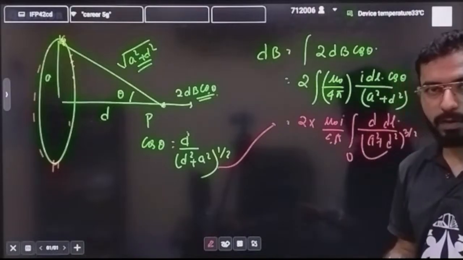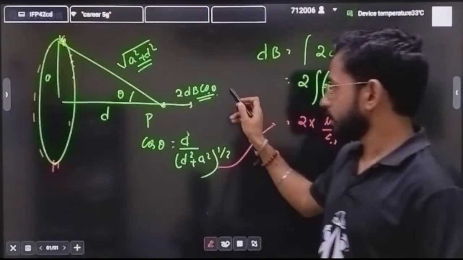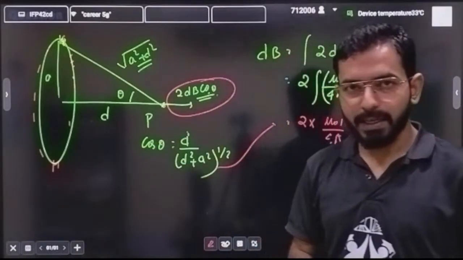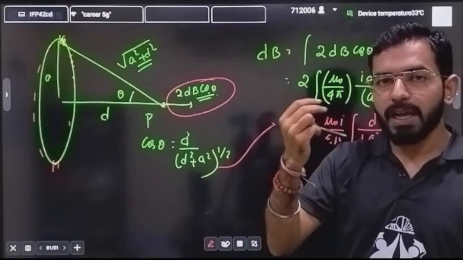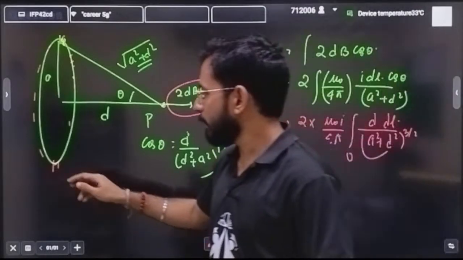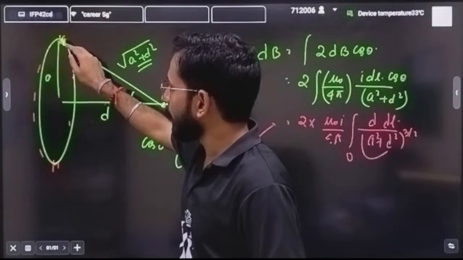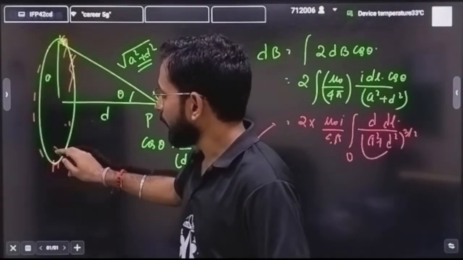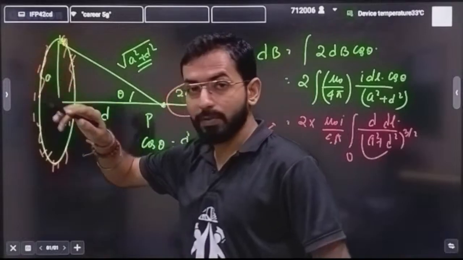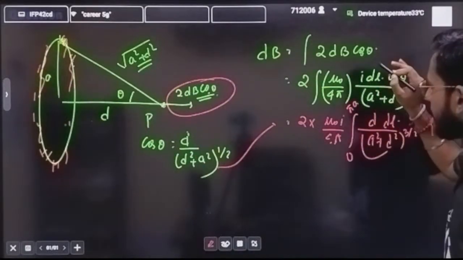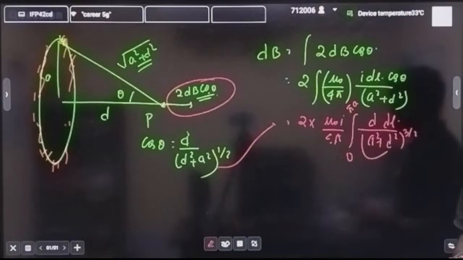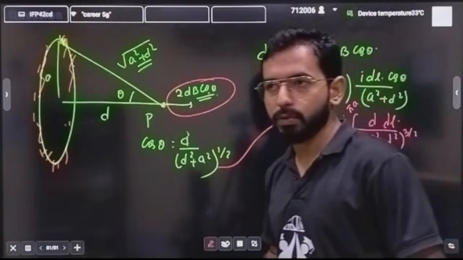This is the normal thinking that will be coming. But remember students, the net magnetic field that I am writing here, 2 dB cos theta, is due to 2 elements. Because I have to integrate it not for the complete ring, I will integrate one element for half of the ring and the second element for the other half. That means what are the limits that I am going to have? Only till pi into a.